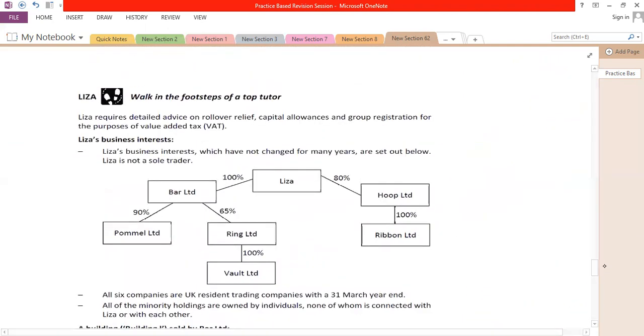Let's explore the question. Lisa required detailed advice on number 1, rollover relief. Now, first you have to study the whole rollover relief. Then when it is available, what is the qualifying asset? What is the qualifying condition? Remember that when you are selling an item and you are reinvesting, then you will be able to get it. So reinvestment is a must, and reinvestment in the same asset, right?